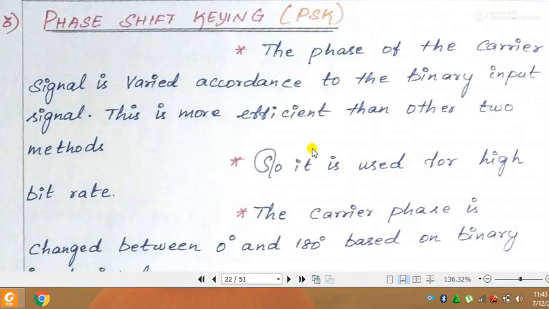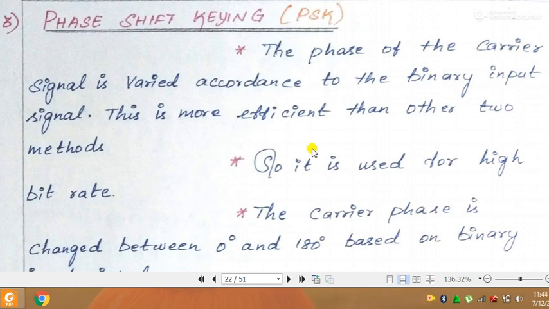Hello students, now we are going to see about phase shift keying. Digital modulation schemes are classified into three types: one is amplitude shift keying, second is frequency shift keying, and third is phase shift keying. Phase shift keying is used to convert a digital signal into an analog signal, and in this method, bandwidth is more efficient than ASK and FSK.